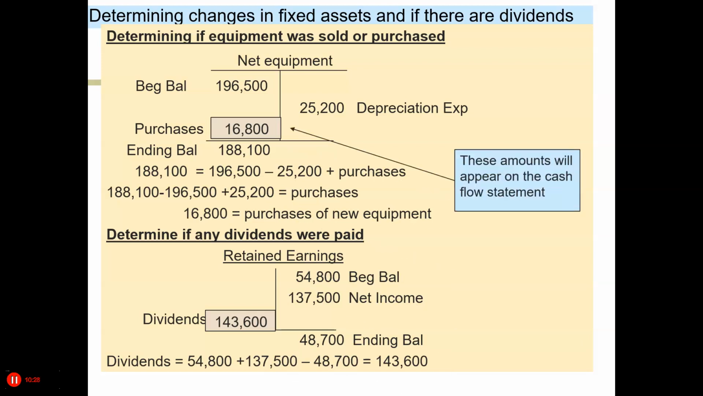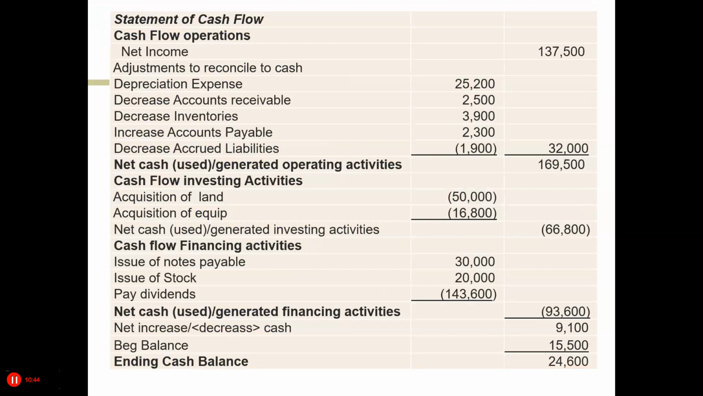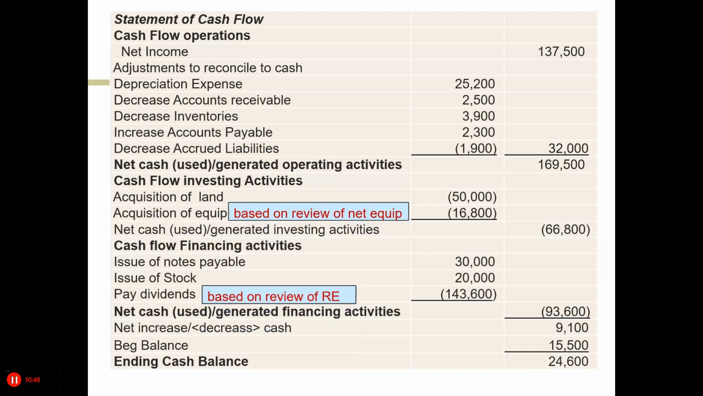These are the amounts that are going to appear on the cash flow statement. The purchase of the equipment would be investing. The dividends would be a reduction under financing. So now let's take a look at that cash flow statement. This is what it would look like. This is based on a review of net equipment, and this is based on a review of retained earnings. And if you notice, that ending balance does tie to our ending cash balance.